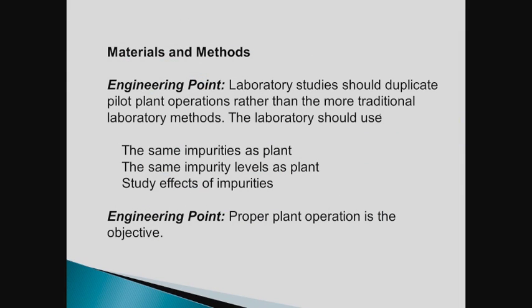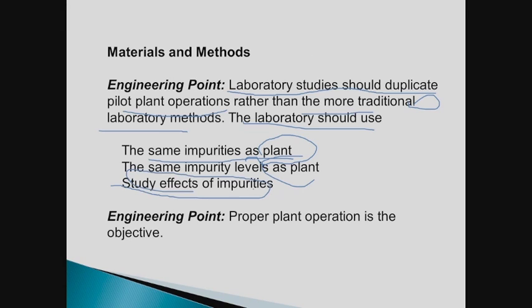Laboratory studies should... Oh, this is going to get me in a lot of trouble. So let's hit it. Laboratory studies should duplicate pilot plant operations rather than more traditional lab methods. Laboratories should use the same impurities as the plant. They should use the plant material. Whatever the plant is going to receive in the railroad cars, they should use that material in the lab. Same impurity levels as the plant. Sure, why not? You often want to study the effects of impurities. Proper operation of the plant is the objective.